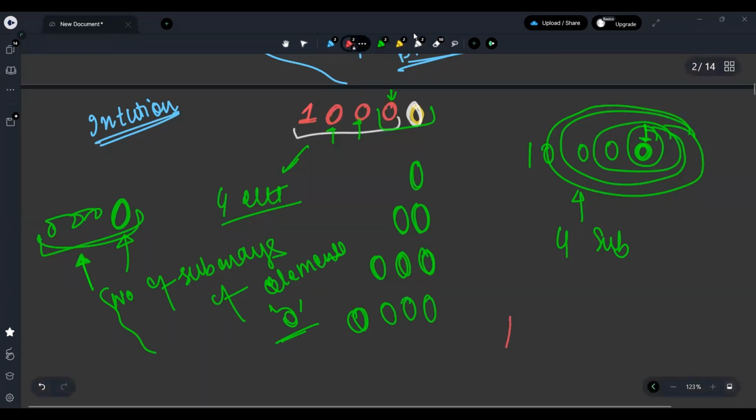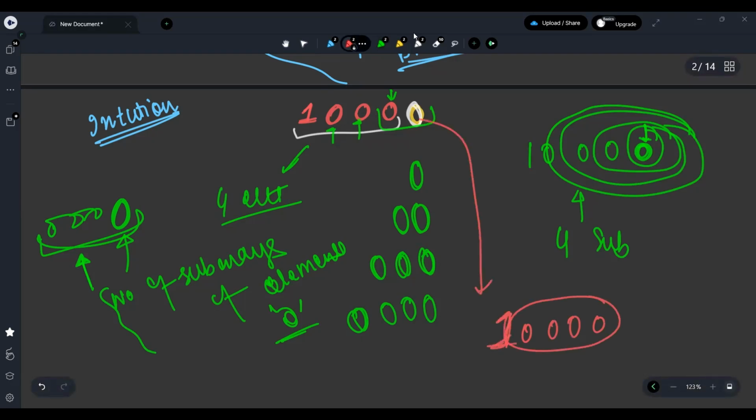Let's say I will add 1, 0, 0, 0, 0, and this was the only origin. Now this was the created subarray. Now let's say I have added this 0 at the end. So what will we do?